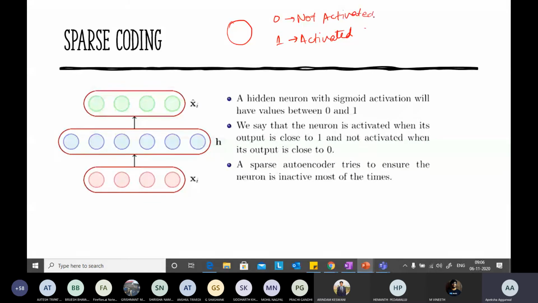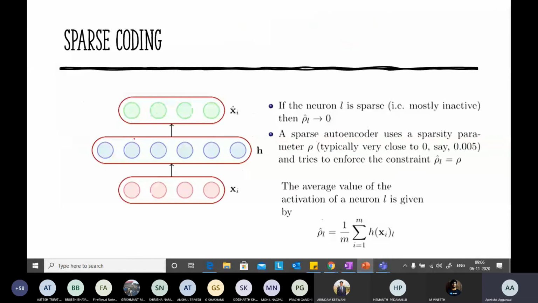We choose it like this. In sparse coding or sparse encoders, we want most of the neurons in this network to be 0. This means the overall average is, and what is the formula for that? The formula for that is this.